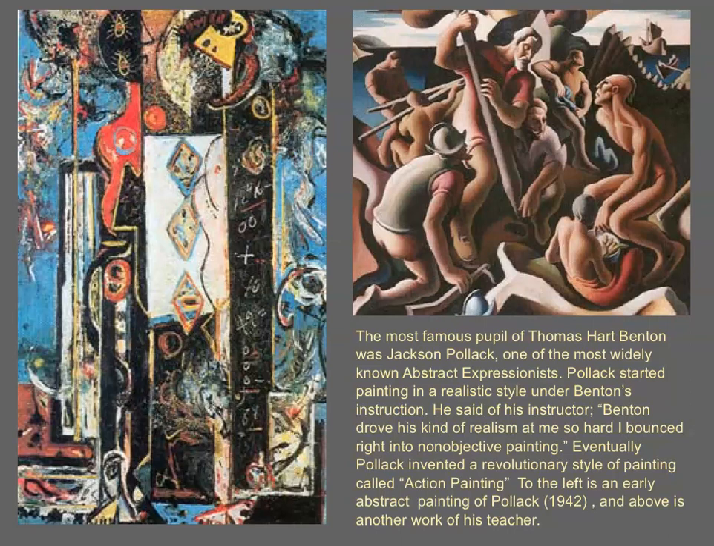Now, he started painting as a realistic painter, and he was working with Benton. But he rebelled. He said of Thomas Hart Benton that Benton drove his kind of realism at me so hard I bounced right into non-objective painting. So, eventually Pollock invented a revolutionary style of painting called action painting. This painting to the left is an early abstract painting of Pollock's. And let's look at what action painting looks like in action.